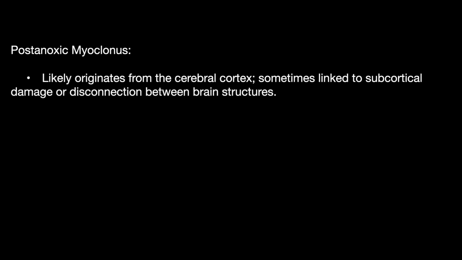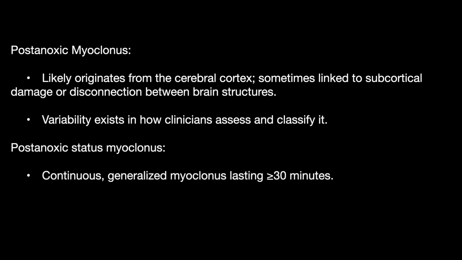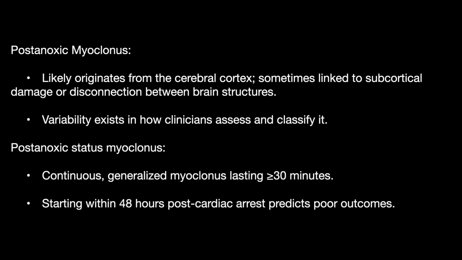Now, post-anoxic myoclonus likely originates from the cerebral cortex, sometimes linked to subcortical damage or the disconnection between brain structures. Variability exists in how clinicians assess and classify it. Post-anoxic status myoclonus is a continuous generalized myoclonus lasting for more than 30 minutes. It starts within 48 hours post cardiac arrest and it predicts poor outcomes.